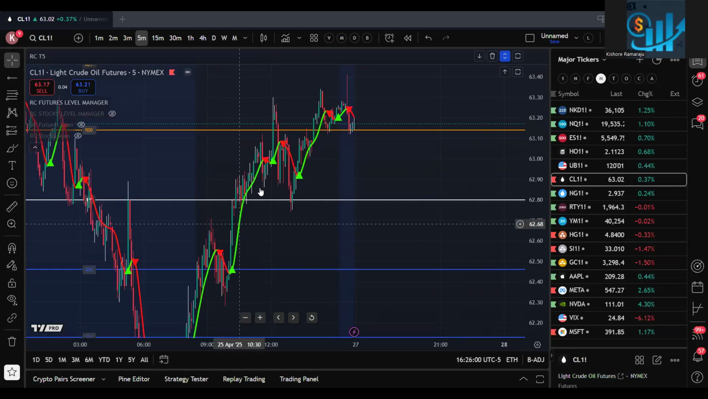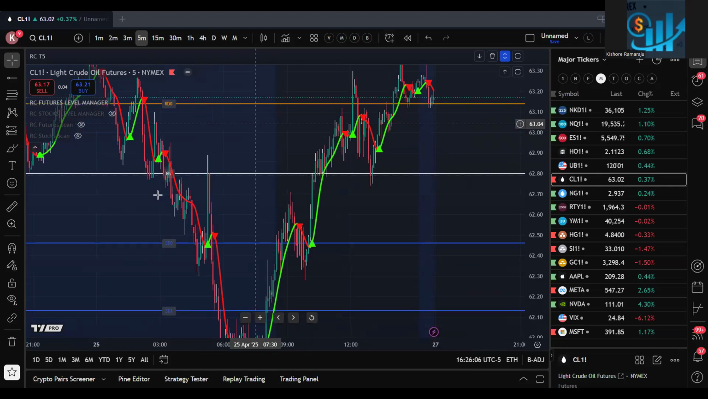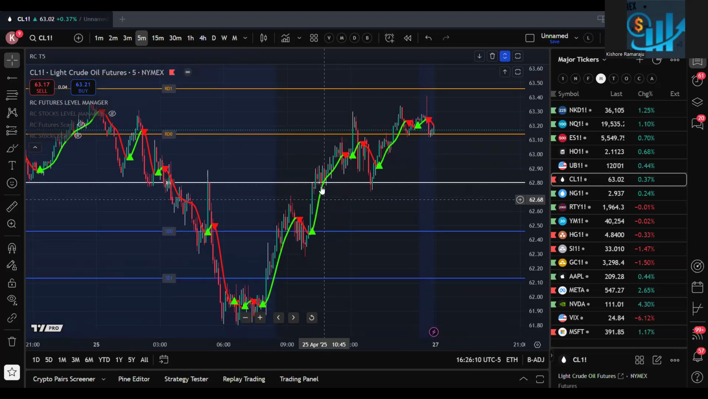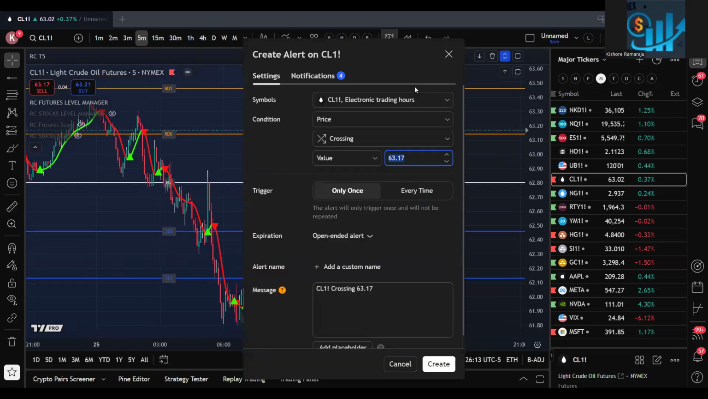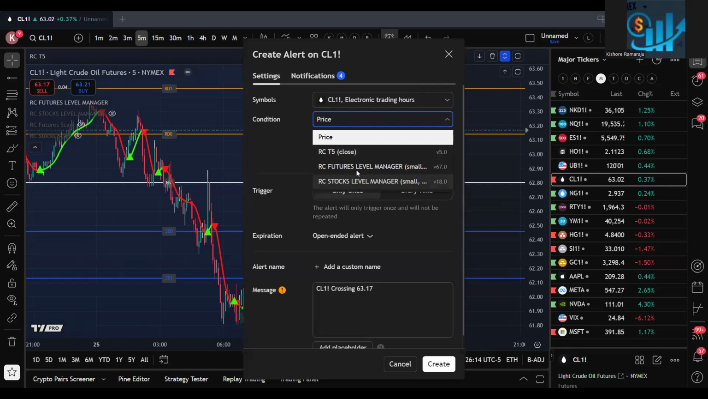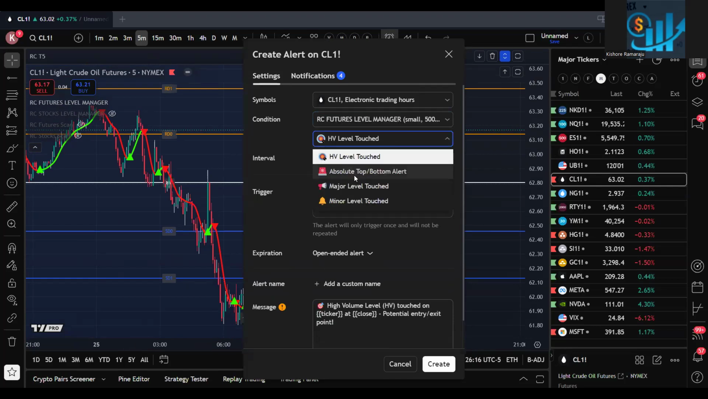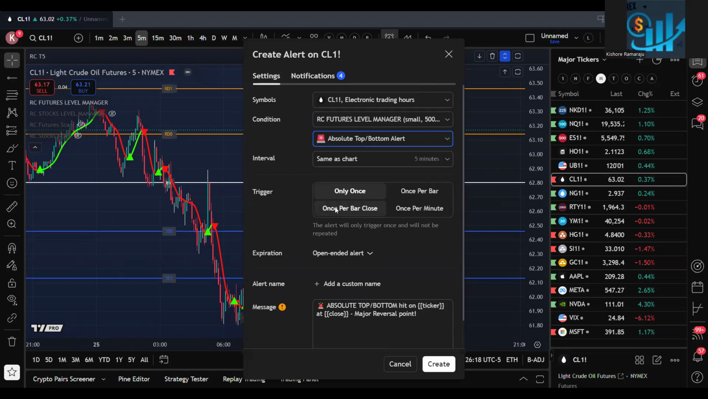Because this is your base level, right? From the base level, if buyers are more, it can go up. From the base level, if the sellers are more, it can go down. You can set a notification on the base level. Or if you want, you can also set a notification on the absolute top and bottom.